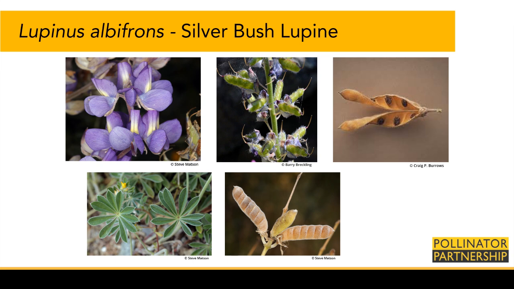Seed pods form after flowering and ripen in late spring or early summer. Ripe pods turn from green to grayish-brown and may begin to split. Check inside to ensure the seeds are plump and brown. Green seeds are not yet mature.